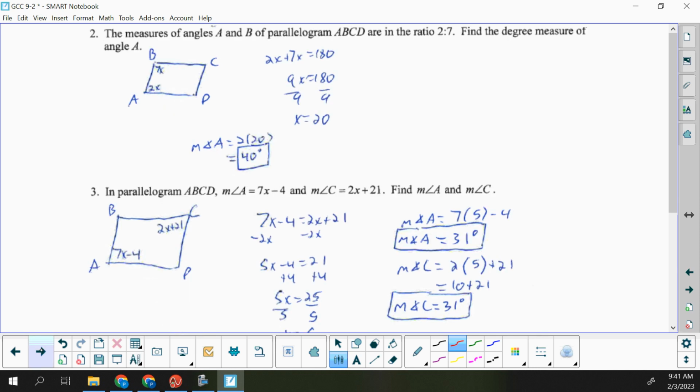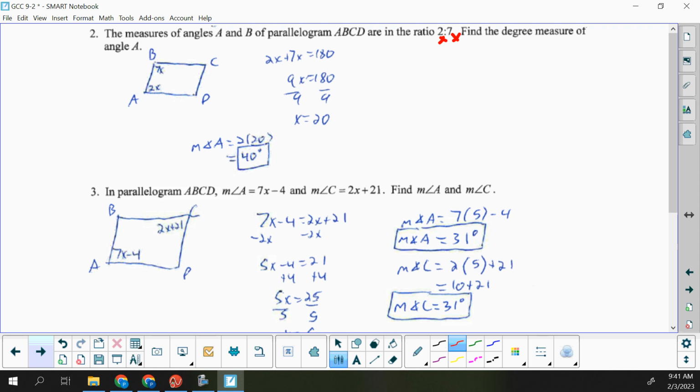Going on to number 2, this is like one we saw in class. Draw a picture of a parallelogram. Start A wherever you'd like. Then go around in a circle, either clockwise or counterclockwise, labeling your B, C, D. Then wherever your A and B ended up, put in our 2x and 7x, because when we have a ratio, we just want to put a variable after each of those numbers.